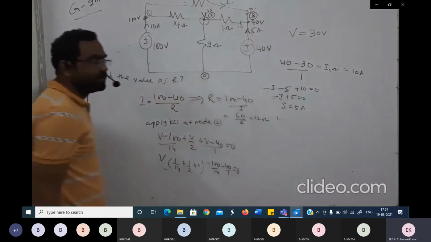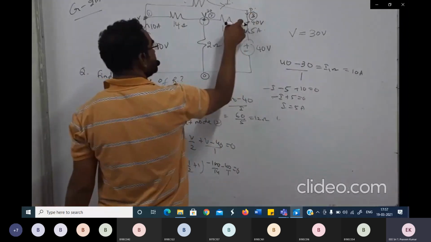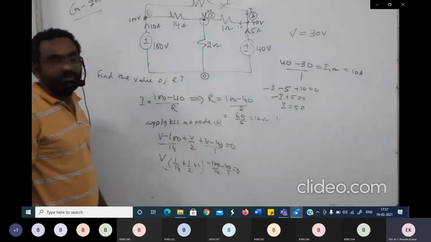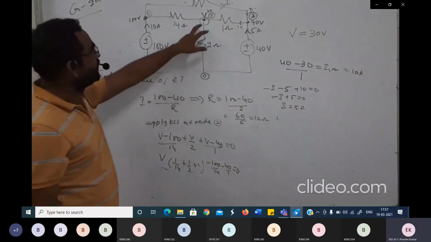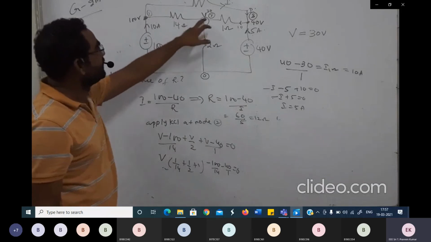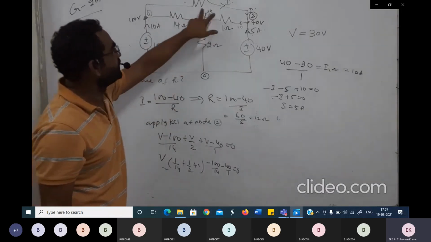Very simple, the algebraic sum of currents at a node equals 0. If this is 5 and this is 10, what is this value? This will also be 5, then only you will get your 10 ampere current. Now because I need to know the value of this voltage, I have gone for writing the KCL equation, nothing but the nodal equation at this node.